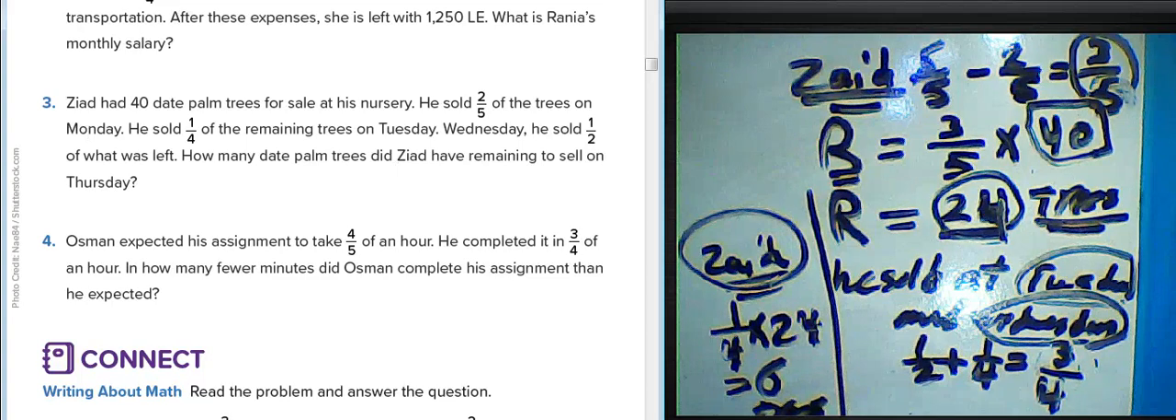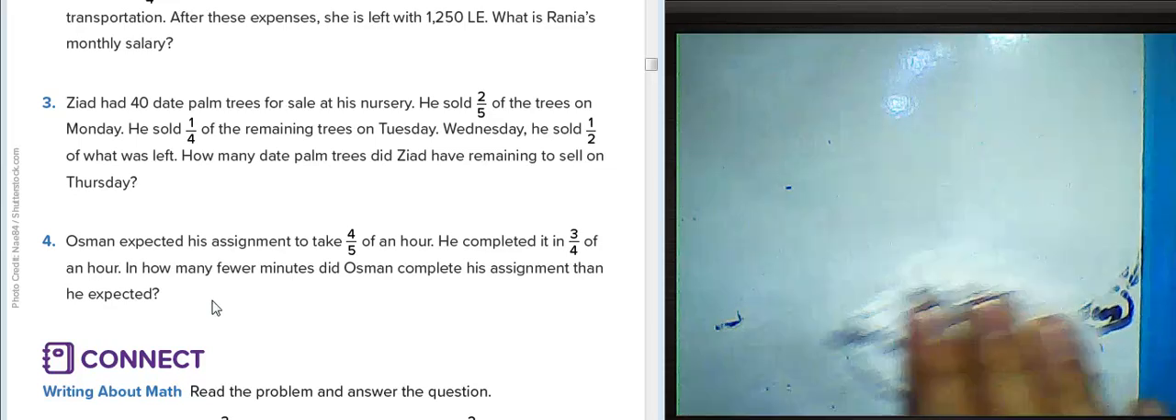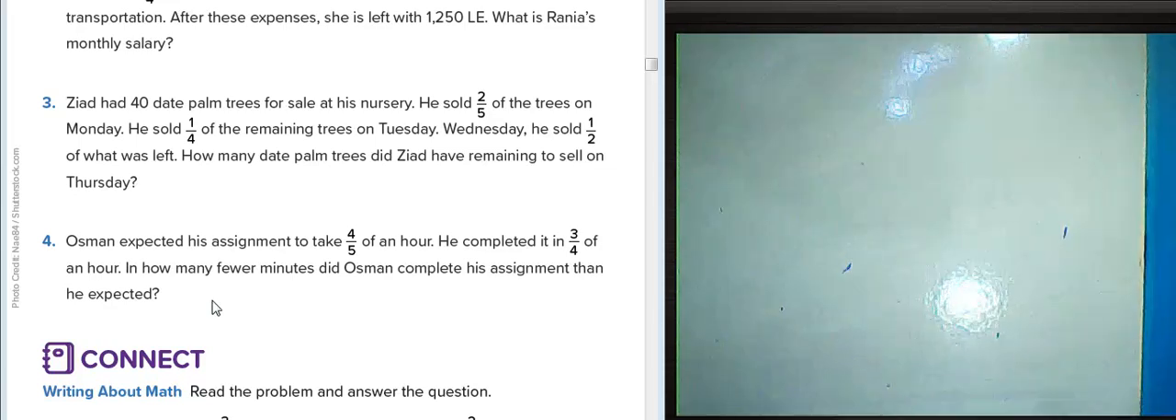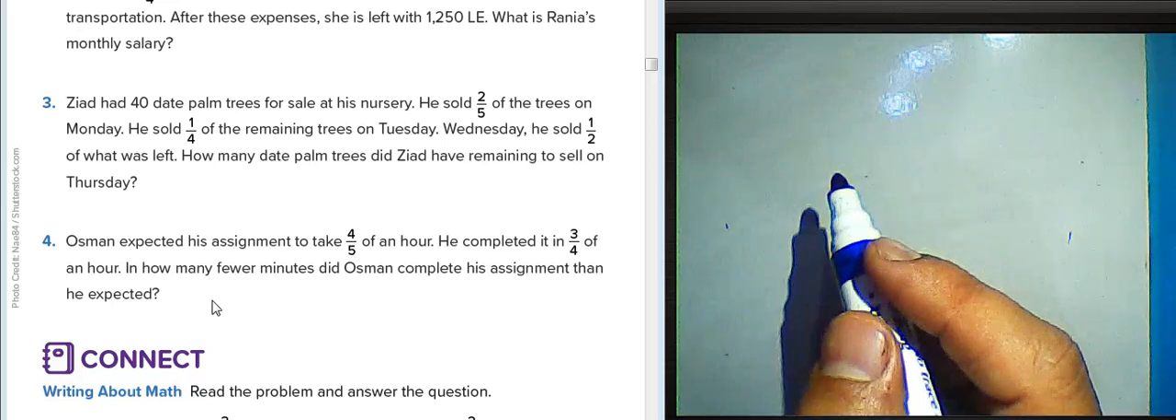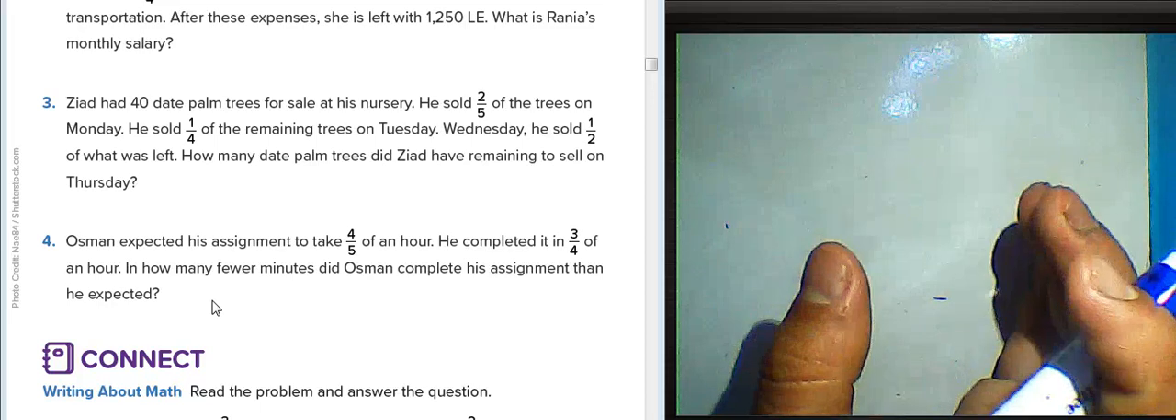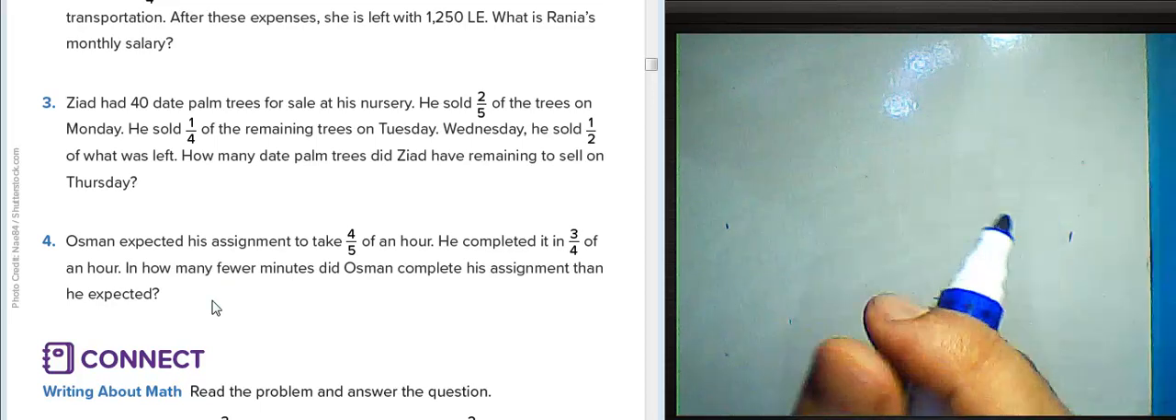Question number 4. Osman expected his assignment to take 4/5 of an hour. He completed it in 3/4 of an hour. In how many fewer minutes did Osman complete his assignment than he expected? We can find the difference between the real time and the expected time. We must write the minuend first and the subtrahend, and find the difference between them.